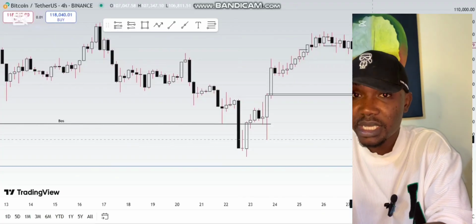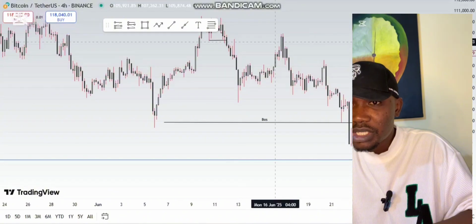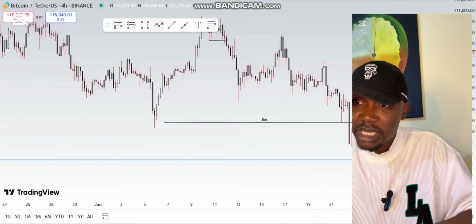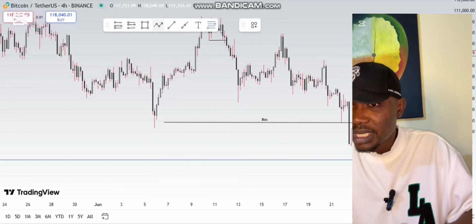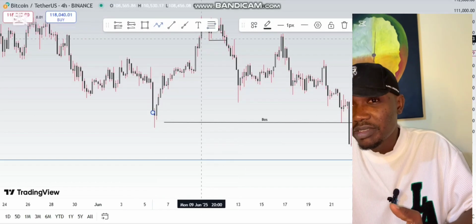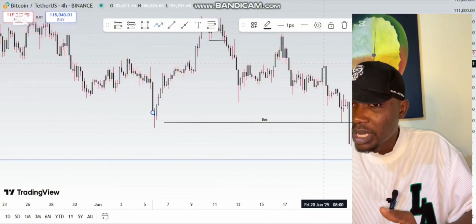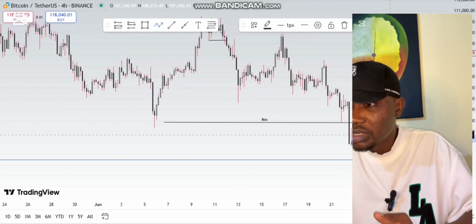We're using a Bitcoin chart, I said that earlier, and right now we are looking out for a morning star pattern. We talked about the morning star, the evening star, the hammer, inverted hammer, and so on. For today we are looking at the morning star.